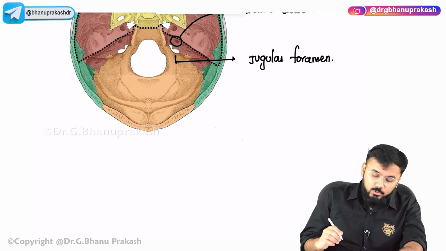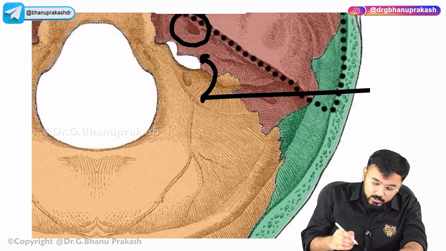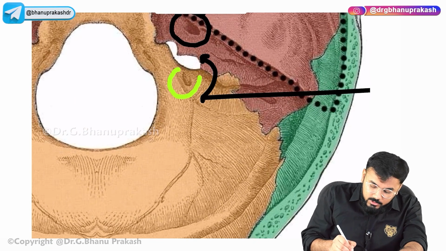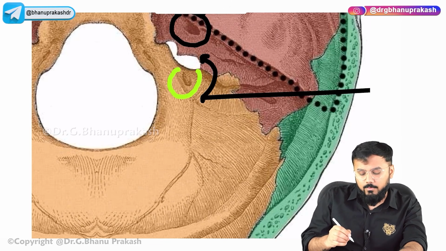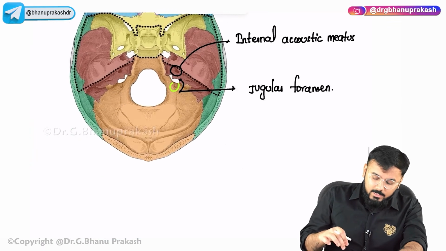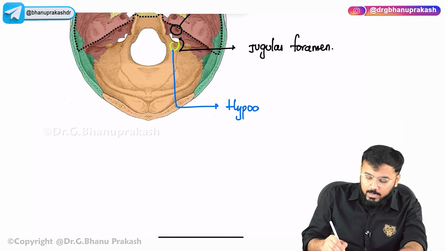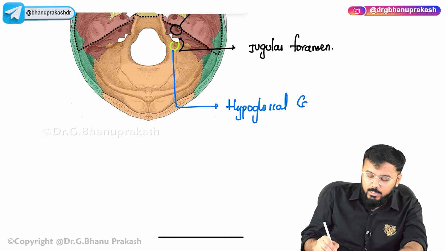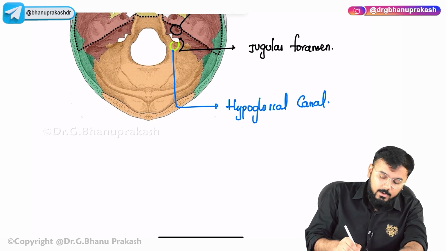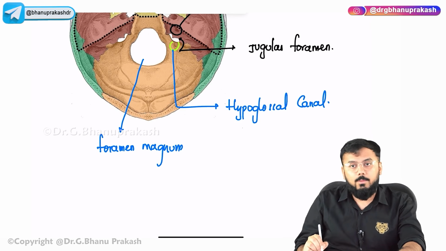Just beneath the jugular foramen, if you look closely, can you see a small opening? There is no opening over here, but think that there is an opening here. In the real skull, you can see it clearly. This is called the hypoglossal canal. And needless to say, this opening over here is called foramen magnum, the large one.